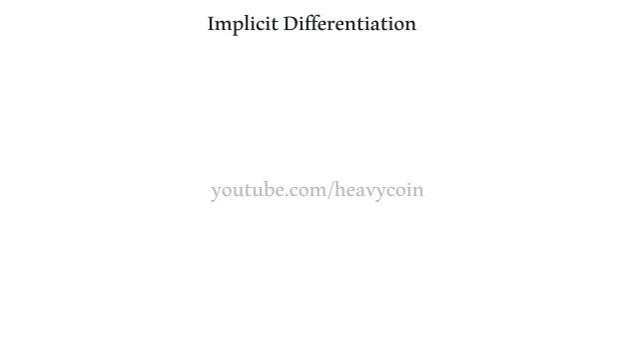In this section, we're going to be talking about implicit differentiation, and I'm just going to be working out some examples. So let's get started. And of course we'll start with something simple like x squared plus y squared is equal to 10.